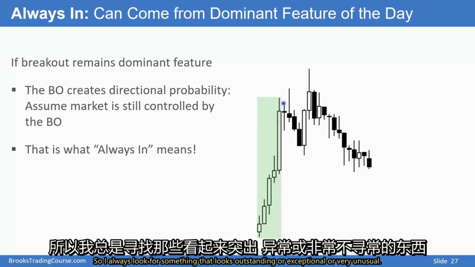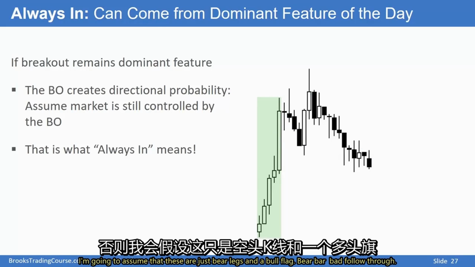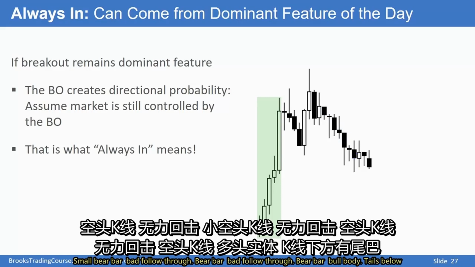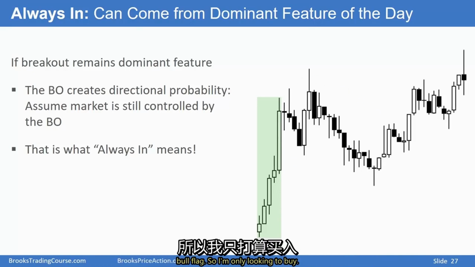So I always look for something that looks outstanding or exceptional or very unusual. This is very unusual. Unless the bears do something pretty dramatic to reverse that, I'm going to assume that these are just bear legs and a bull flag. Bear bar, bad follow through. Small bear bar, bad follow through. Bear bar, bad follow through. Bear bar, bull body. Tails below bars. To me, this looks like a bear leg in a trading range. And probably it's simply a big bull flag. So I'm only looking to buy.